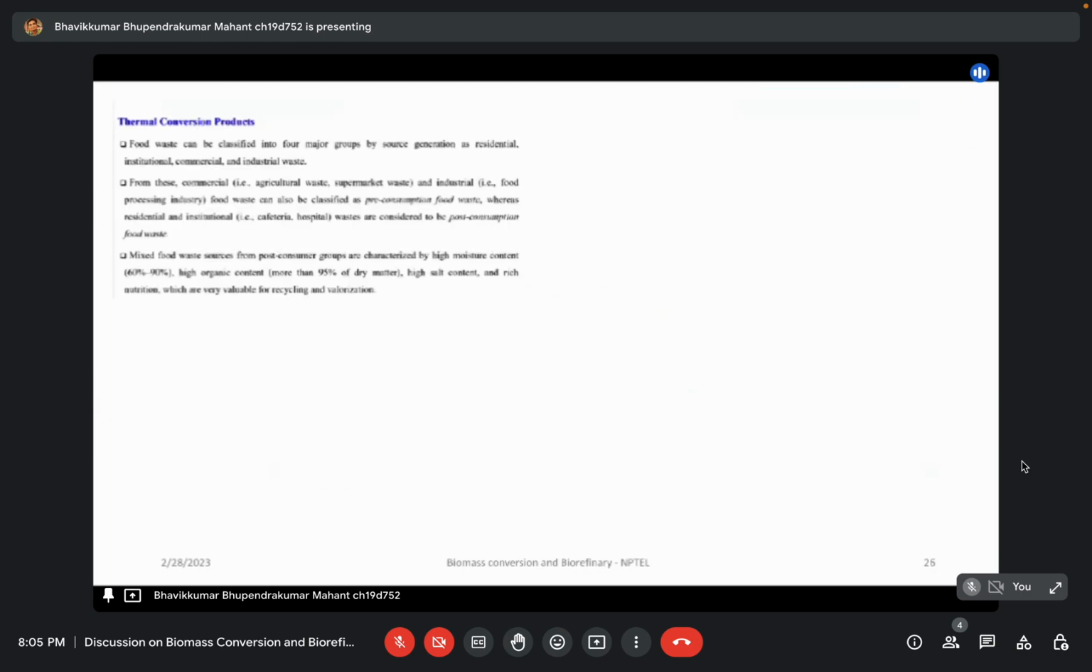So, thermal conversion products. What are the products? In some slides the professor discussed different kinds of products. Mainly food waste, or the MSW, can be classified as residential waste, institutional waste, commercial waste, or industrial waste. Commercial waste, agriculture waste or supermarket waste, and industrial waste from the food processing industry can also be classified as pre-consumption food waste.